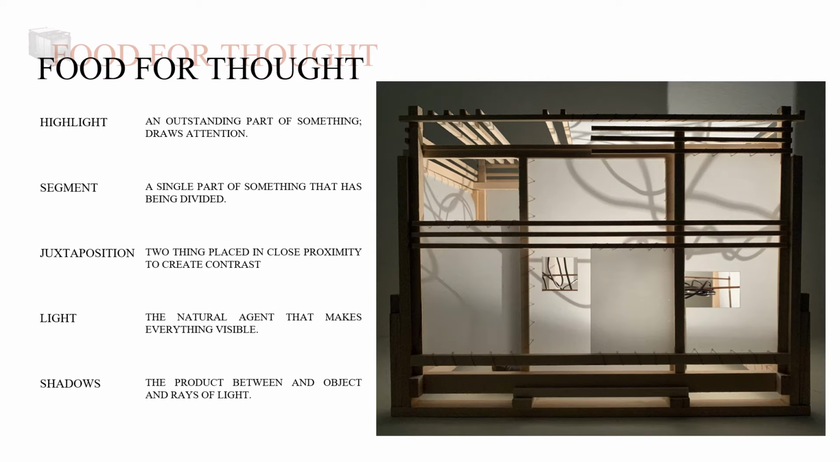Before we start, there are a few definitions for you guys to keep in mind. Highlight: an outstanding part of something that draws attention. Segment: a single part of something that has been divided. Juxtaposition: two things placed in close proximity to create contrast. Light: the natural agent that makes everything visible. Shadows: the product between an object and the rays of light. And to the right, there is a picture of my final project that represents all of these definitions.